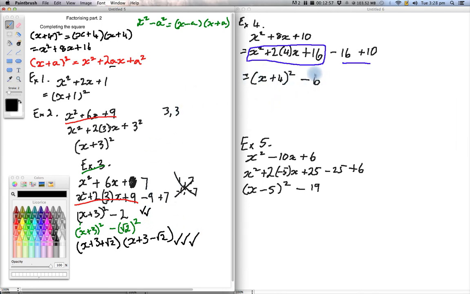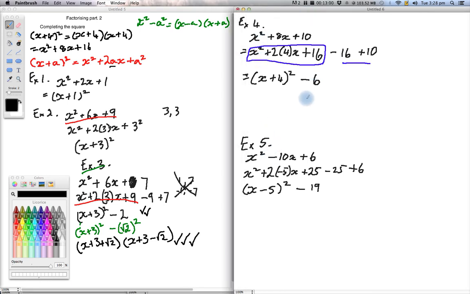So there we go. So you can try that as well for this one. Here we've got minus 6, so we can change the minus 6 into a minus square root of 6 squared. This bit will remain the same, squared. So now it's x plus 4 plus root 6 and x plus 4 minus the square root of 6. So this one, that was pretty good. This one is now extremely good. 3 ticks.